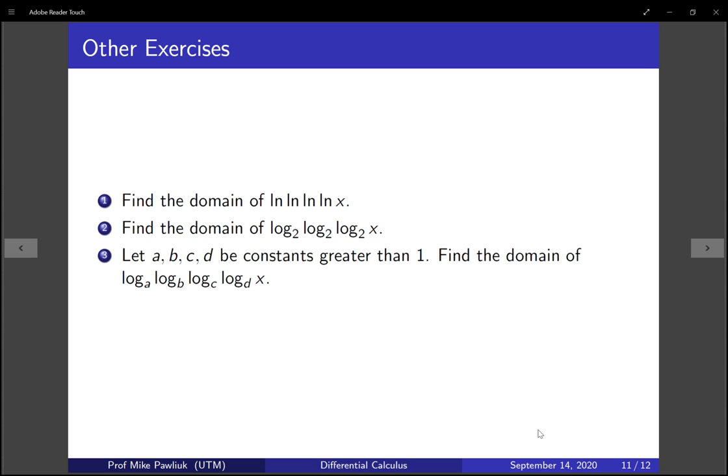Let's end with some spicy exercises. Find the domain of log of x. Find the domain of log base 2 of x. And to generalize those things, for our spiciest example, let a, b, c, and d be constants greater than 1. Find the domain of log base a of log base b of log base c of log base d of x. You can do these problems. Think of the simpler problem and work your way back up.